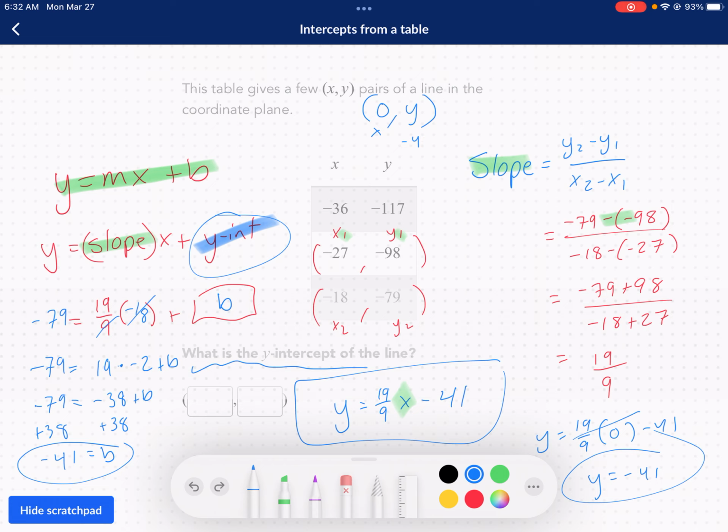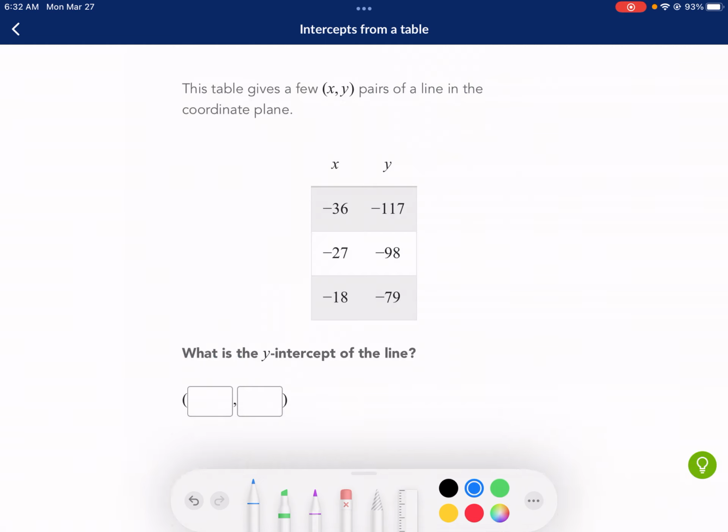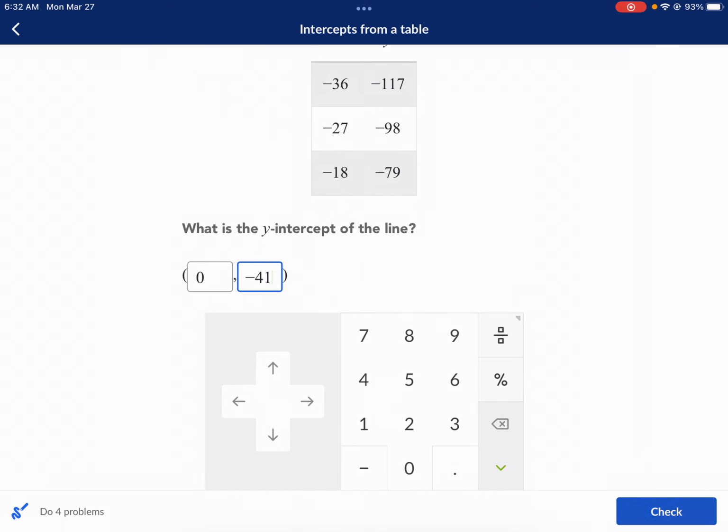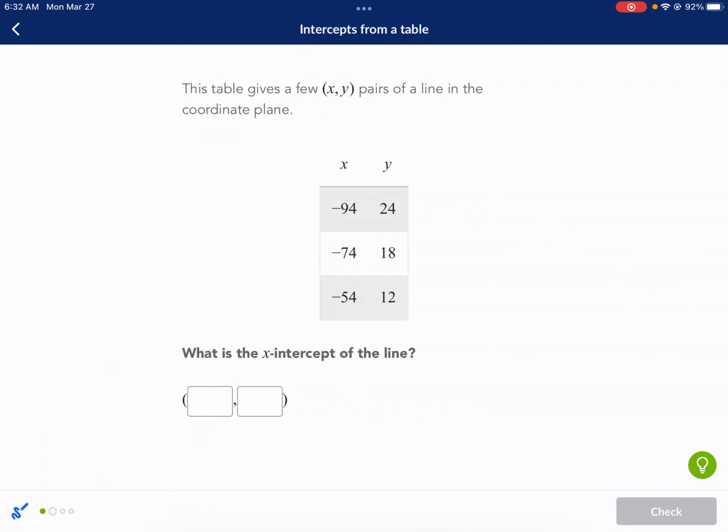And that, whoops, I wrote 44. You see that's what we got from b. b is the y-intercept, so we're going to put 0, negative 41, and we're going to be done. So kind of a tougher problem just because of all these big, weird negatives, normally they're not like that. And we're on to the next one.